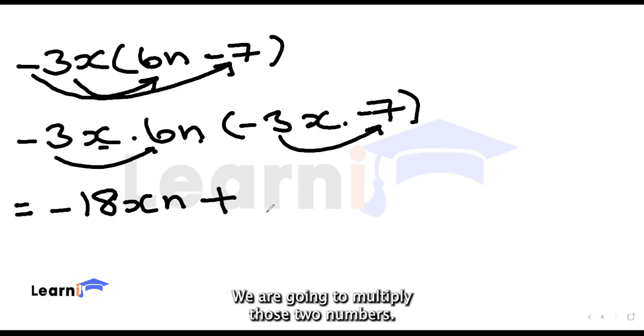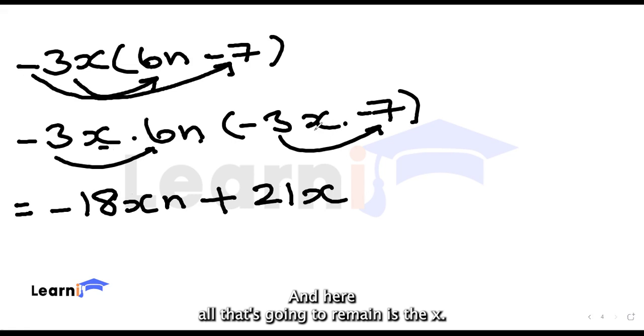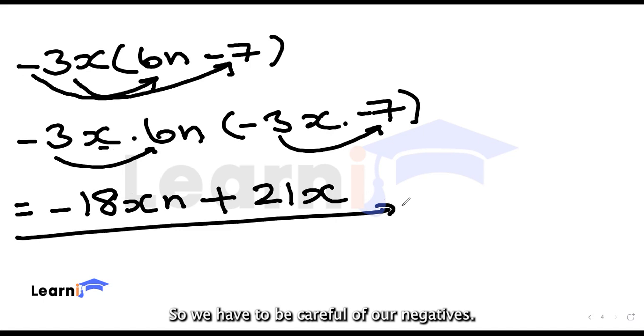We are going to multiply those two numbers, and that's going to become 21. And here, all that's going to remain is the x. So this is our answer for our first question. So we have to be careful of our negatives.